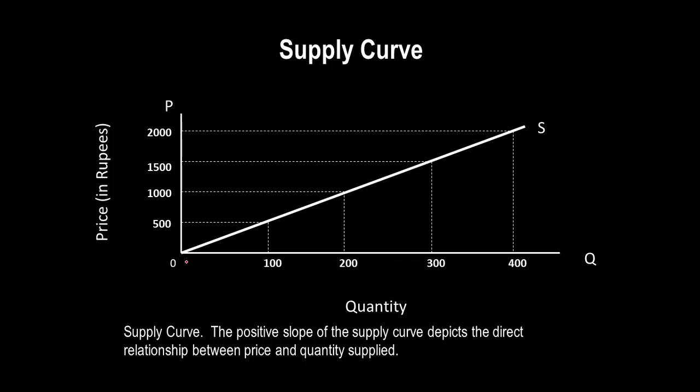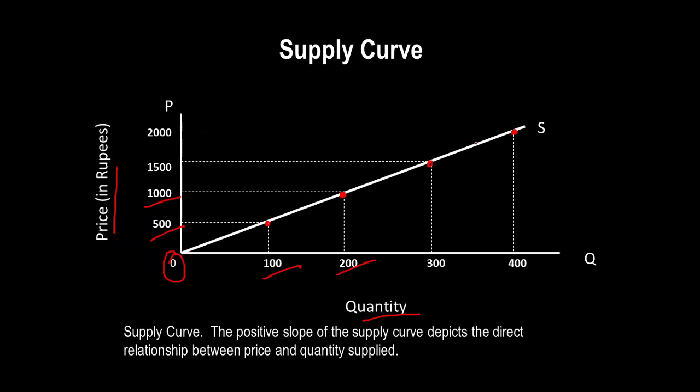You can see on this axis, the y-axis, we have price, and on the x-axis we have quantity. When the price is 0, your supply is 0. When price increases to 500, your supply is 100 in quantity. When price increases to 1000, it is 2000. So these are the points. When it is 1500, the supply increased to 300. When price increases to 2000, the supply has gone up to 4000.